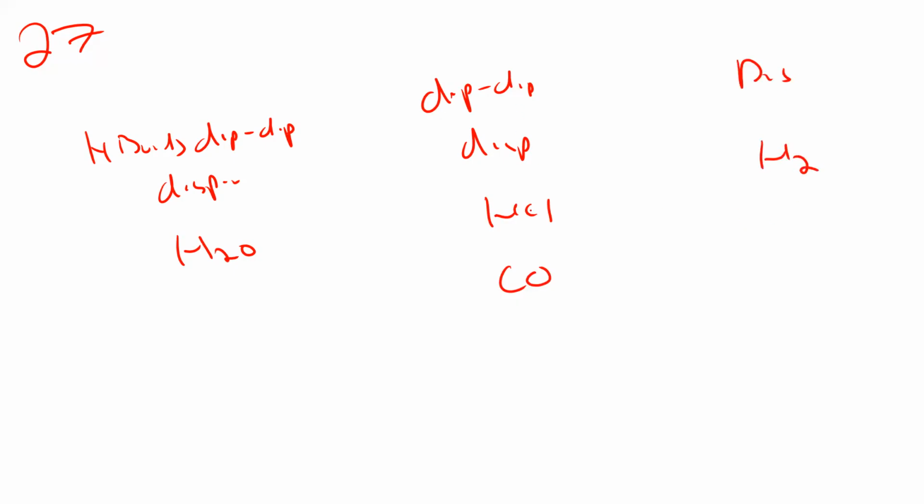Because there's a dipole with HCl, right? There's a dipole here. There's no dipole here with H. They have one here and they have one here. It's a net cancellation, but there are dispersion forces. So that's 27.